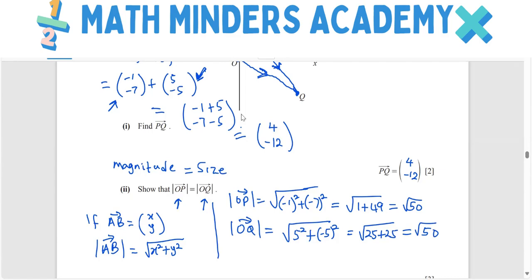So we've seen, therefore, that the magnitude of vector OP is the same as the magnitude of vector OQ. That's what we want to show here.